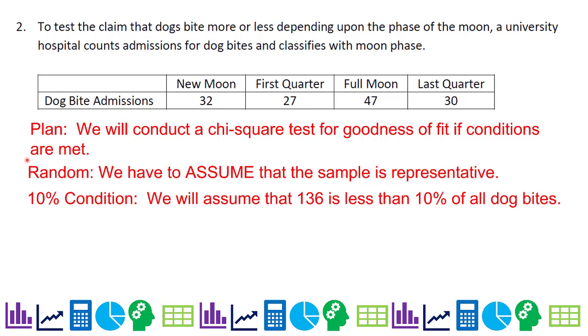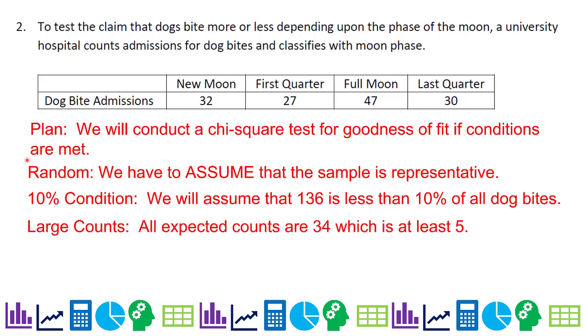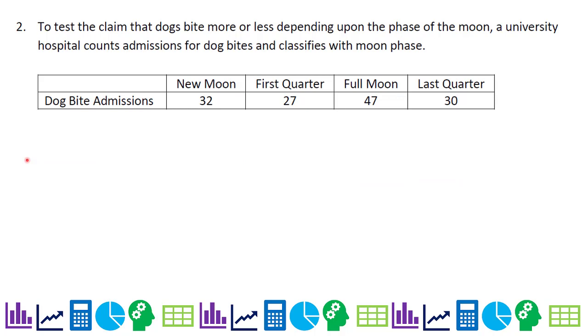10% condition. We will assume that 136 is less than 10% of all dog bites. That probably seems fair. Large counts. All expected counts are 34. That's what we calculated on the previous slide. So that means they are at least 5. We need all of our expected counts to be at least 5.